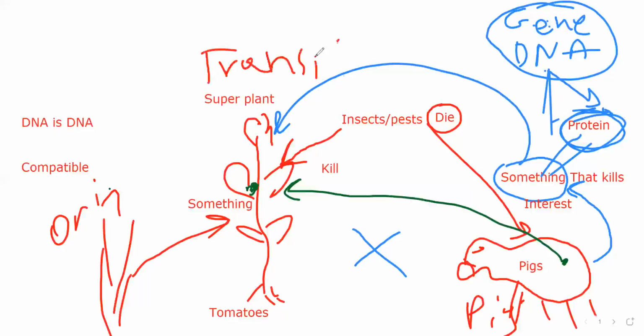Therefore, this plant is what we'll call a transgenic organism. This is a transgenic organism that we also call a genetically modified organism, GMO. These are organisms produced through genetic modification.